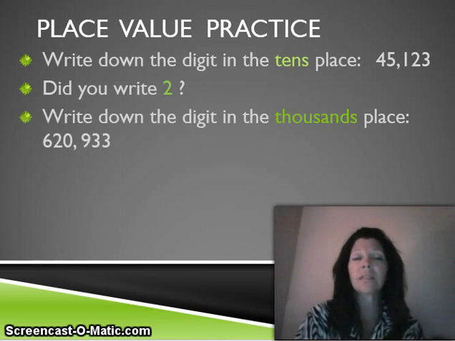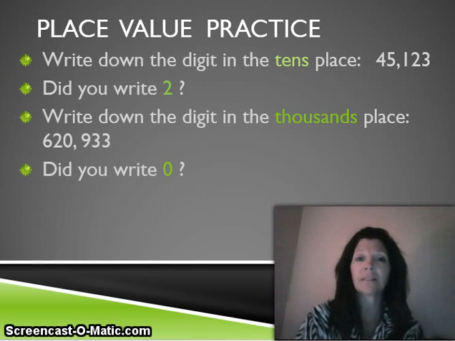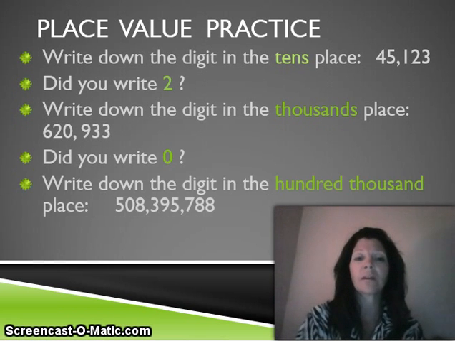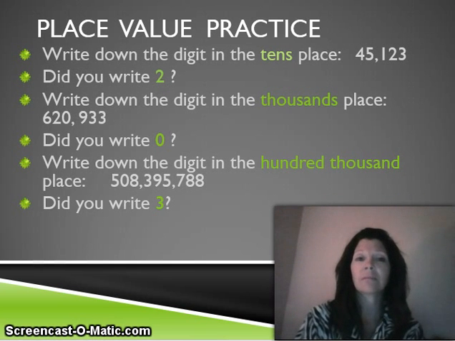All right, write down the digit in the thousands place in the number 620,933. Take a minute and write that down. Did you write 0? If you did, pat yourself on the back. Nicely done. Let's review one more before we go on. Write down the digit in the hundred thousands place in this number, 508,395,788. Write down the digit in the hundred thousands place. Did you write down the 3? Excellent job. All right, now that we've got that out of the way, let's move on.